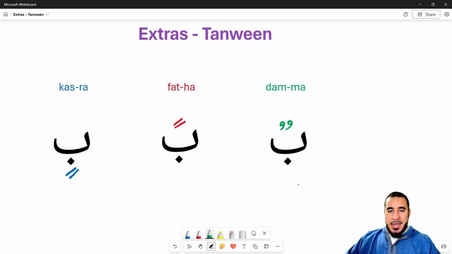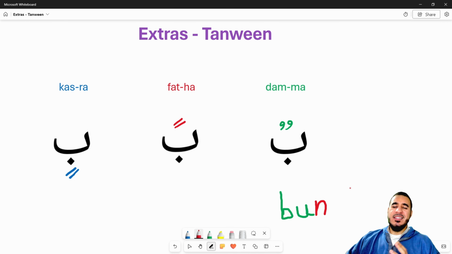But what difference does it make when we come to read these letters? Surely there must be a difference. So if there was just one dhamma, then we would pronounce this bu. As you know, we would have pronounced it as bu. But when we make it a tanween, and this is across the board, when it becomes a tanween, then all we're doing essentially is adding an N sound at the end. That's all. So it went from being bu to bun.